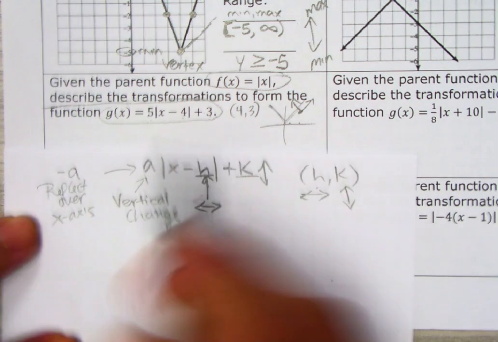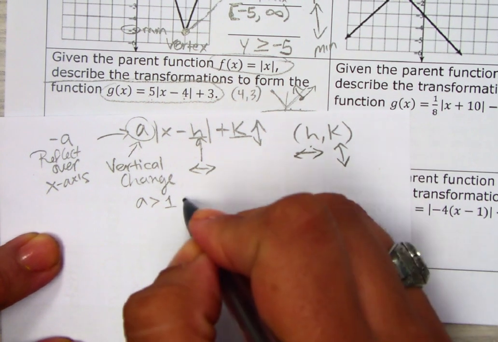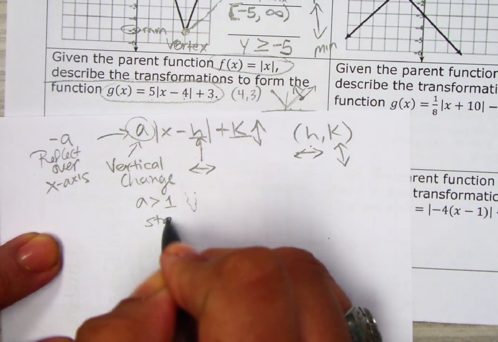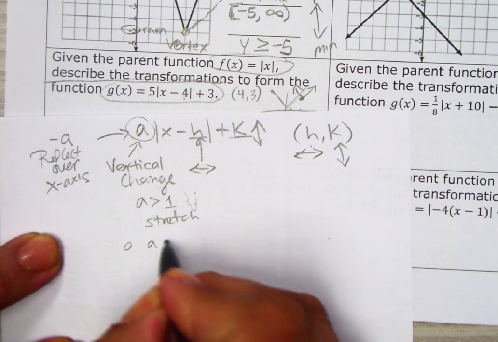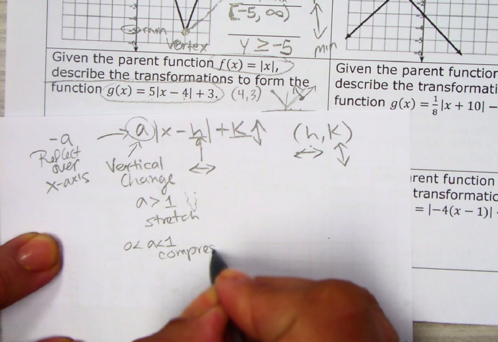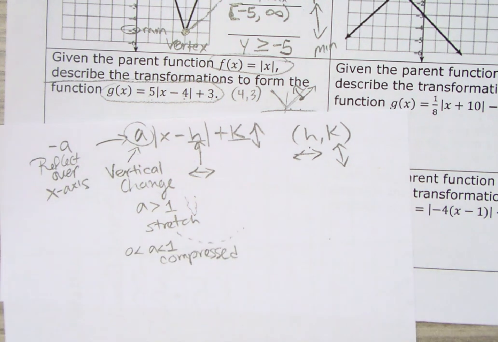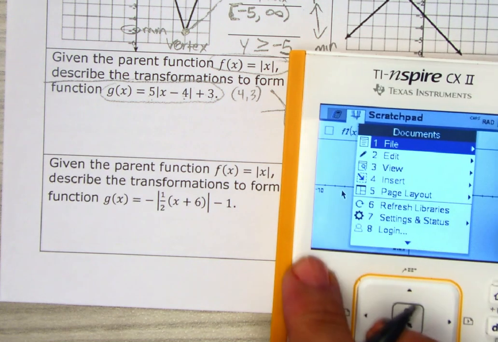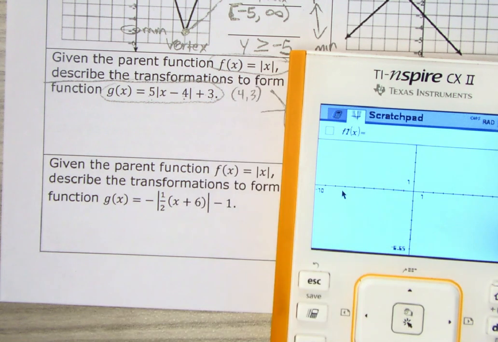If the a value is greater than 1, it will become thinner. It will become narrower. So that will be a vertical stretch. If the a value is between 0 and 1, then it will be a compression. It's going to become super wide. So again, these are just facts that were discovered throughout the unit, but you can always use your calculator and graph. So I'm going to graph the parent function, so the absolute value of x.